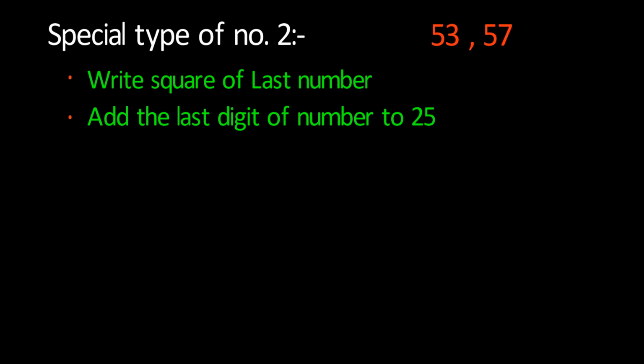For example, square of 57. Now square of 7 is 49 and 25 plus 7 is 32. So 3249 is our answer.